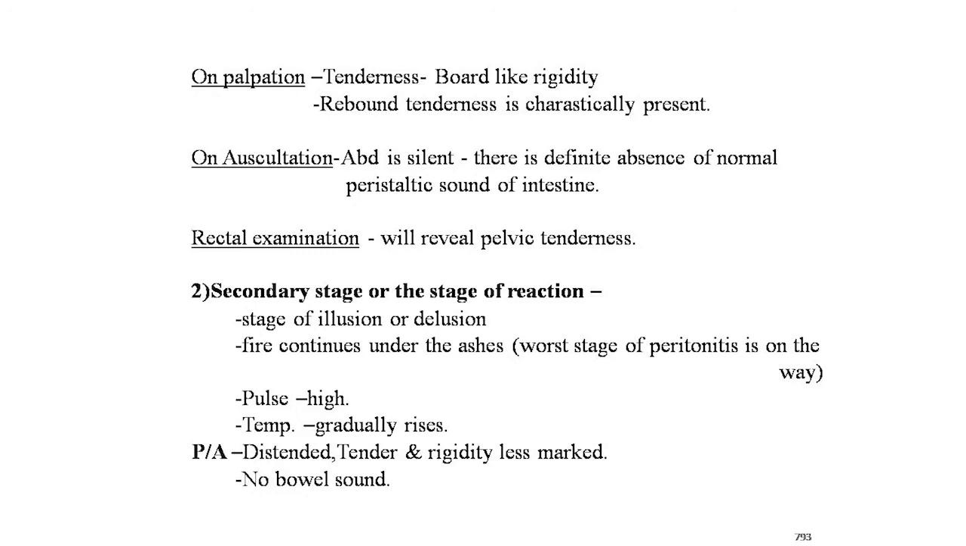Secondary stage, or the stage of reaction, the stage of illusion or delusion. Fire continues under the ashes, meaning the worst stage of peritonitis is on the way. Pulse is high, temperature gradually rises. For some period in this stage, the patient feels better because the fire continues under the ashes. On abdominal examination, the abdomen is distended, with tenderness and rigidity, but the rigidity is less marked. No bowel sound is there.